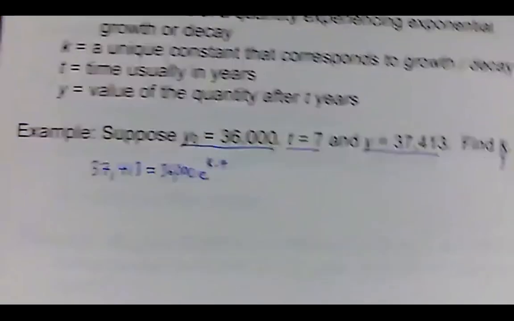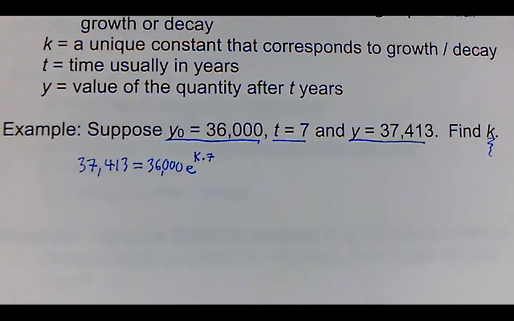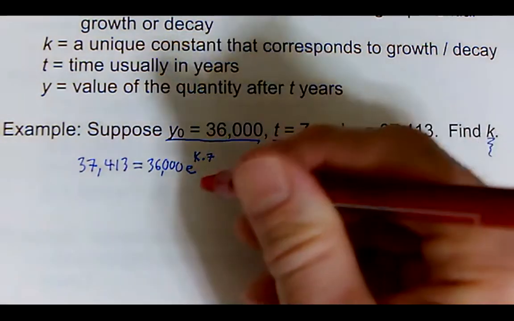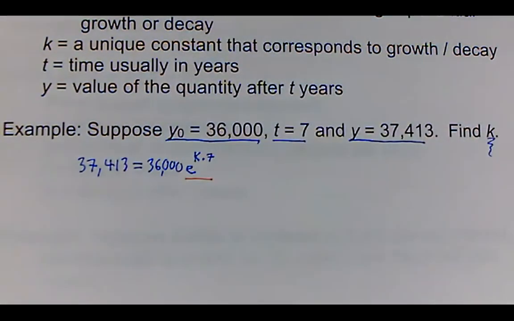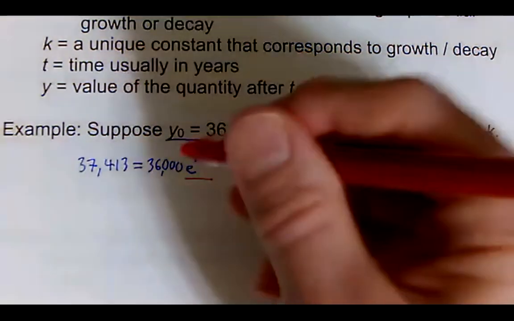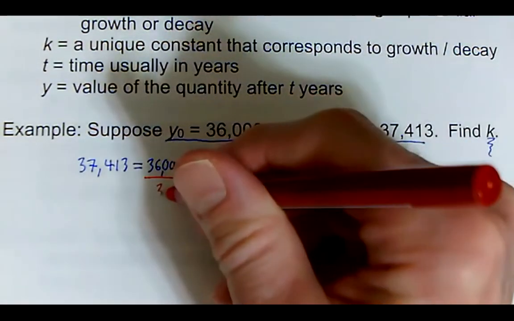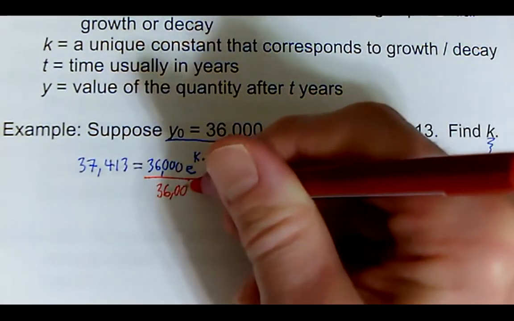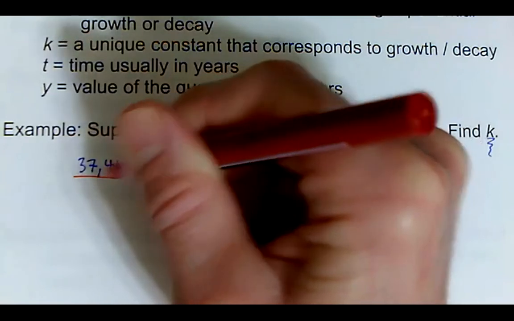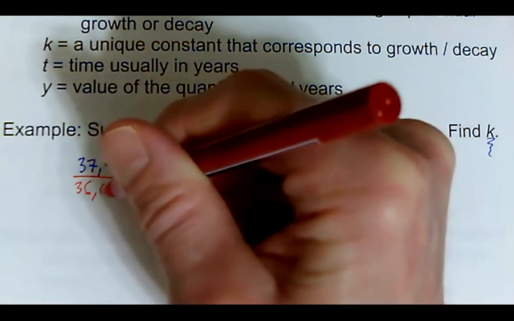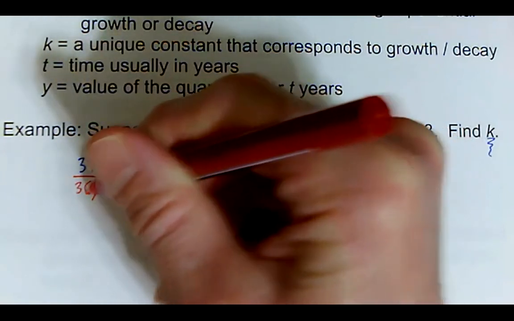Now, let's talk about how we will solve that. So the best thing you want to do first is to see if you can get the exponential factor by itself first. And the way to do that would be to divide both sides. I'll just turn that into a division bar. Divide both sides by that constant 36,000. Whatever you do on one side of the equation, as long as you do it on the other, you're good.